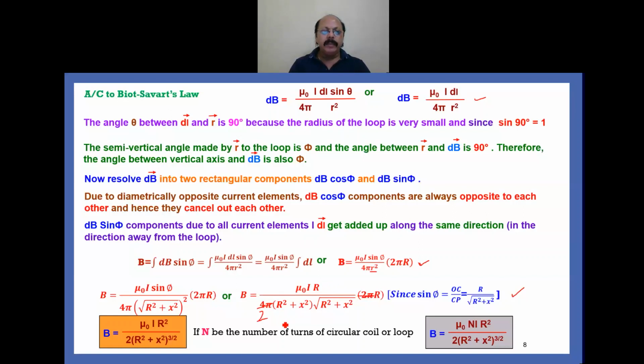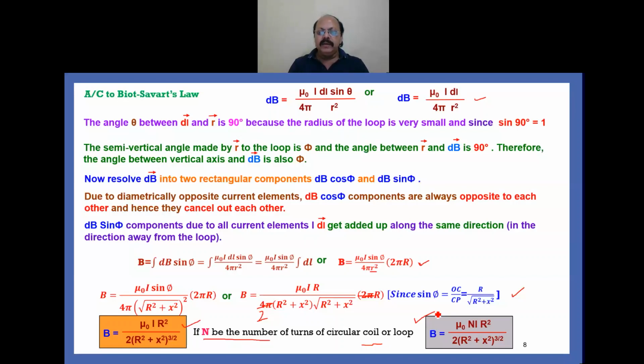So finally what you will get? B equal to mu naught I R square upon 2 into R square plus x square raised to the power 3 by 2. The bases are the same, so the powers can be added. Now if we say that N is the number of turns of the circular loop or coil, then this expression becomes B equal to mu naught N I R square upon 2 into R square plus x square raised to the power 3 by 2. So this is the final expression for the magnetic field at point P due to the current carrying circular loop, and point P is on the axis of the current carrying circular loop.